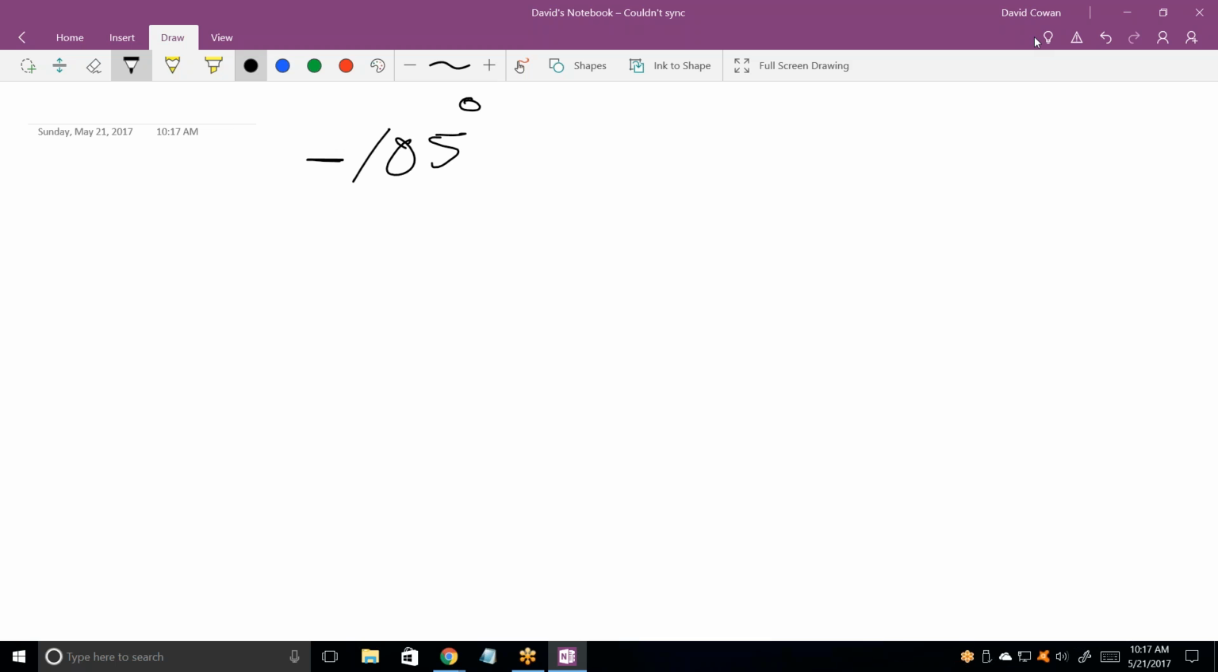The way you find coterminal angles is you just add 360. In other words, any angle can have 360 added to it, and all the trig functions are the same. So that's the same as a 255 degree angle. In other words, the sine of negative 105 degrees is going to be exactly the same as the sine of 255.